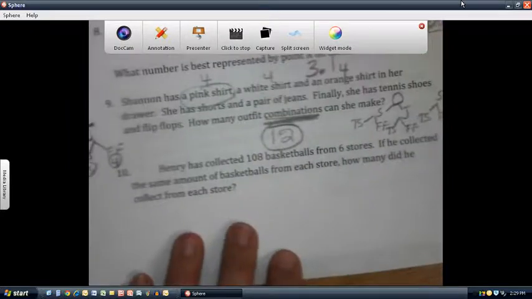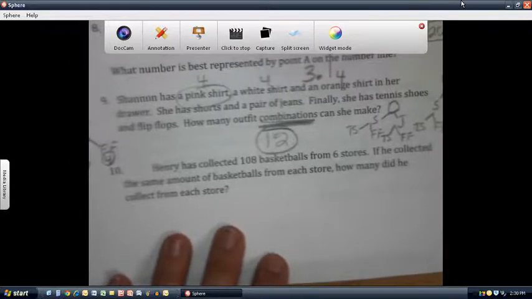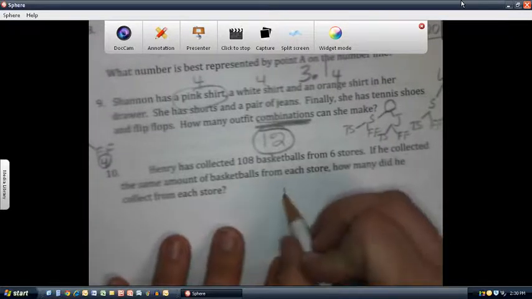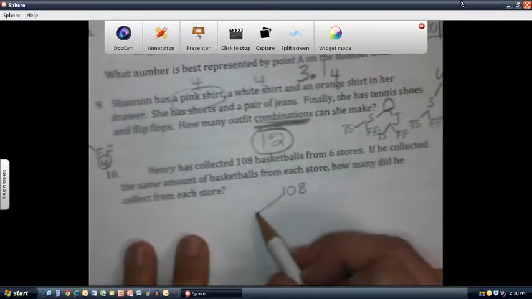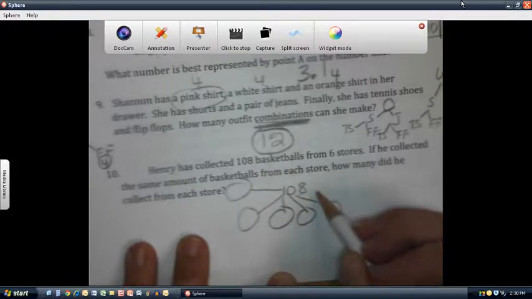And number 10. Henry has collected 108 basketballs from 6 stores. He collected the same amount from each store. How many did he collect from each store? So I have 108. This store, this store, this store, this store, this store, and this store. So that's division.